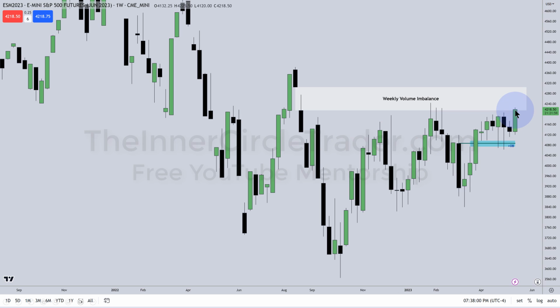This is what we saw today. This is a weekly candlestick, so we can see the weekly chart did in fact expand in the direction I was expecting. We did get the buy side above the high here, and we did trade inside this volume imbalance.